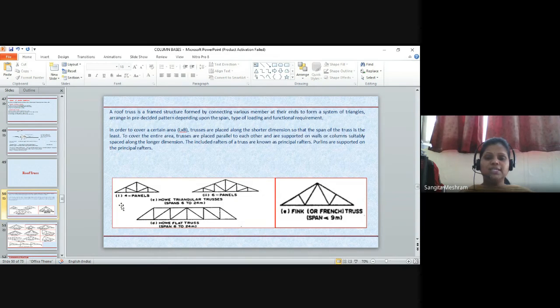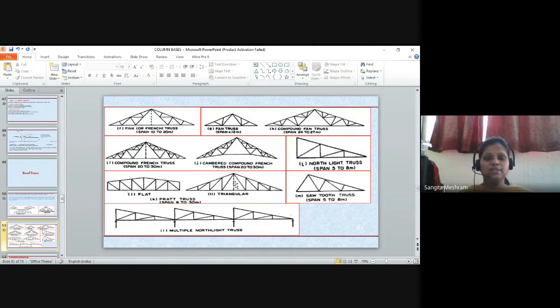Roof truss is connected with the help of different members. Members are connected and joints are hinge joints, and the loads are acting on the joints only. In case of trusses, load is acting only at the joint. So these are some types which are given here, and diagrams are also given: fan truss, sphinx truss, triangular. So according to arrangement, it can have different types.